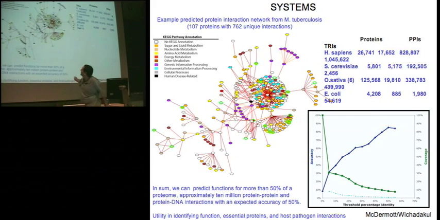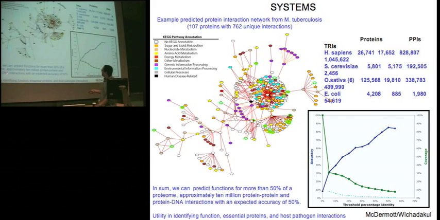That means that you need to know the functions of these networks and how these networks mix together. So in sum, we can predict functions for more than 50% of the proteome, and approximately 10 million protein-protein interactions and protein-DNA interactions. When I give you these numbers, we can benchmark the accuracy, and we've done it. We have a gold standard test set, and the more accurate you get, the less the coverage. But if you want 50% accuracy, which is what you actually expect in high-throughput yeast two-hybrid experiments, then this is what we can do. Those are the numbers right there.